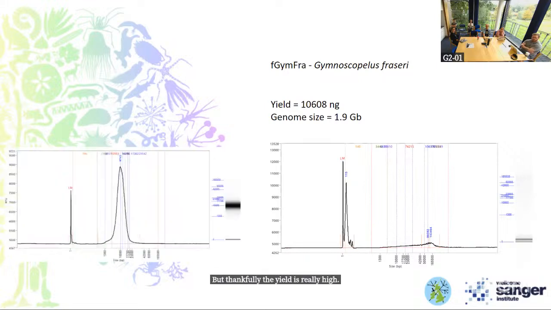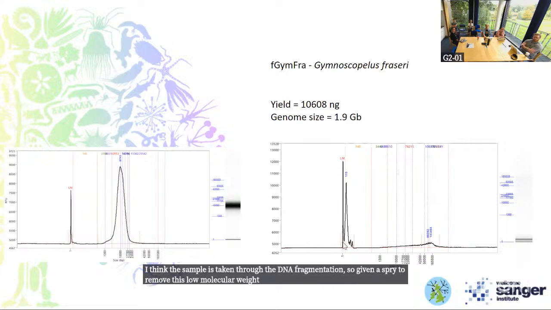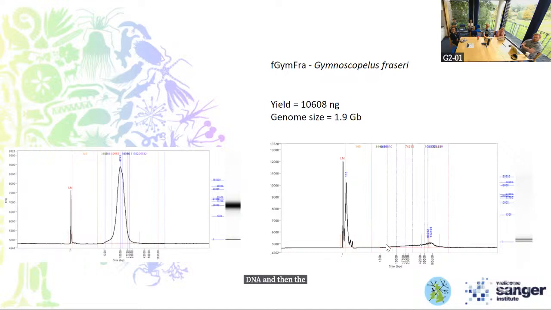I think the sample was taken through the DNA fragmentation, so given a SPRI to remove this low molecular weight DNA, and then the resulting high molecular weight DNA was put through the Megaruptor and SPRI'd to slightly shorter, I think about 11,000 base fragment size, but a really good looking profile that was, I think, sent for sequencing, and I think we got a good CCS yield for that, yeah.